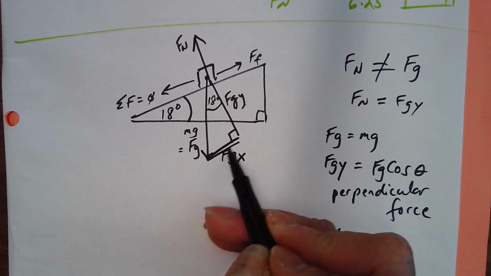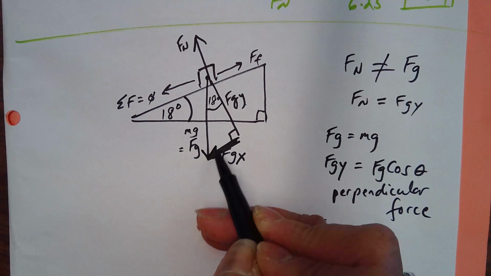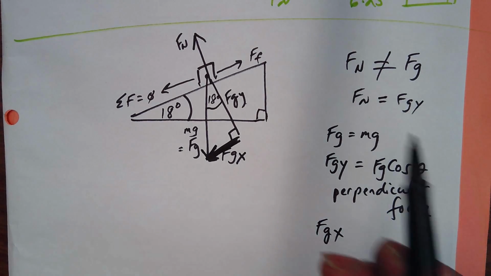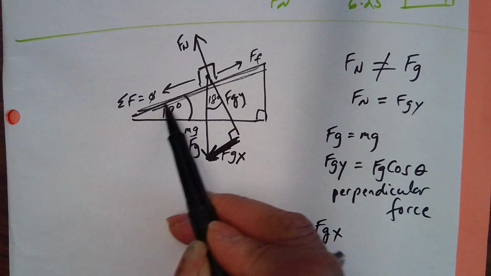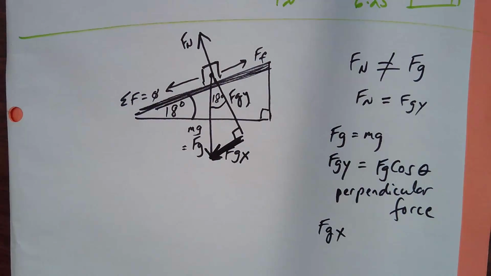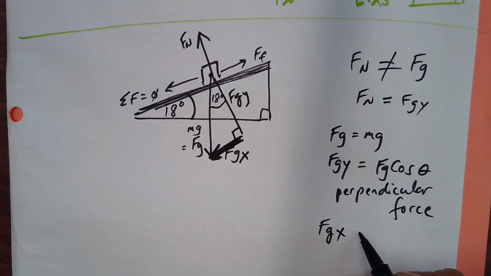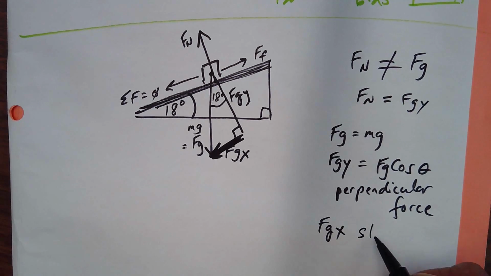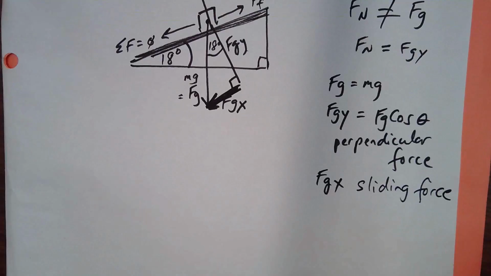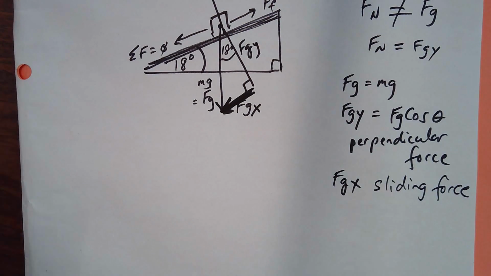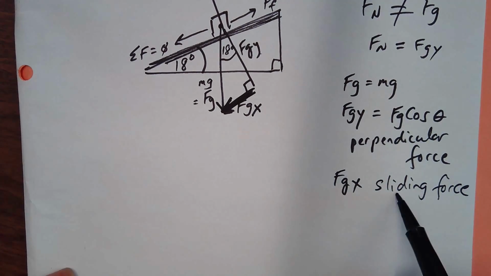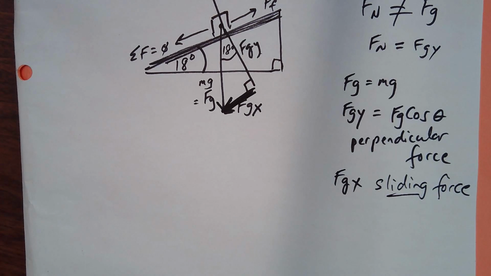What is this dark line, arrow going down, actually doing to that block? You see, this is the inclined plane. And this is that force. They are parallel. So that means the FG of X is actually the sliding force. You can call it the force that is actually causing the block to slide down the incline. See, that is exactly parallel with the inclined plane. That is what's doing the sliding here.